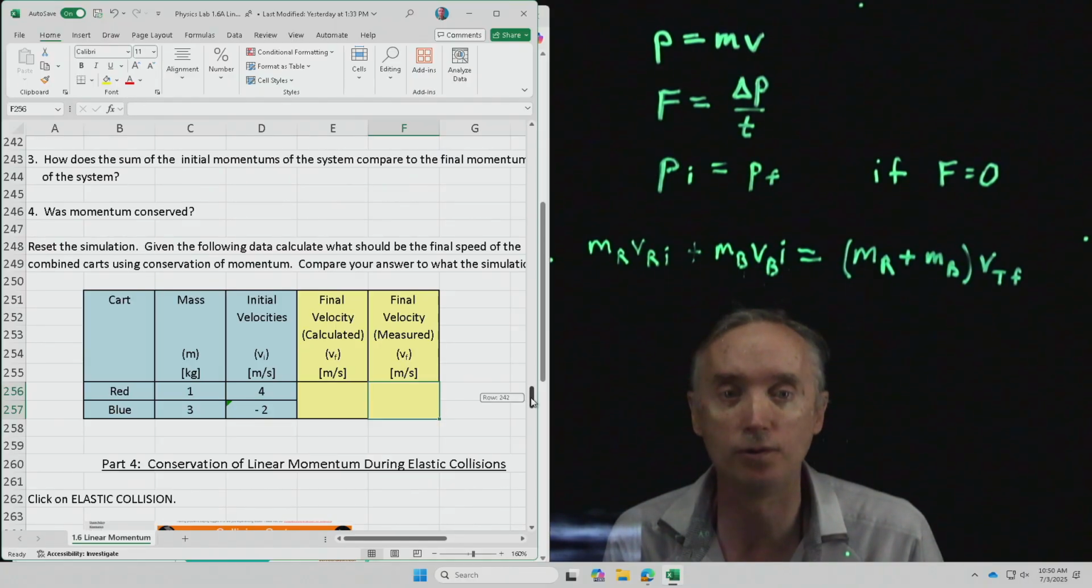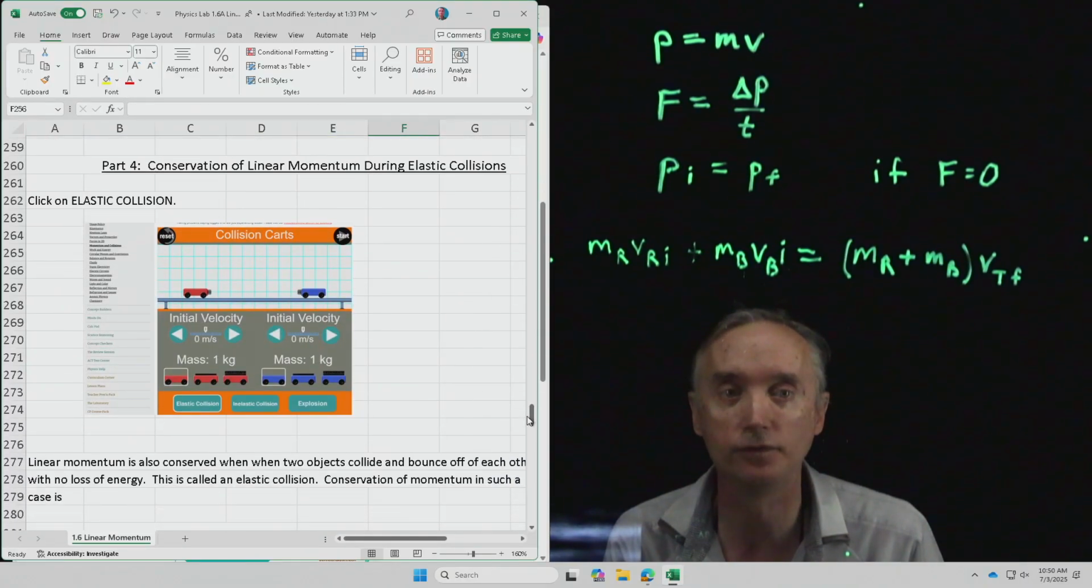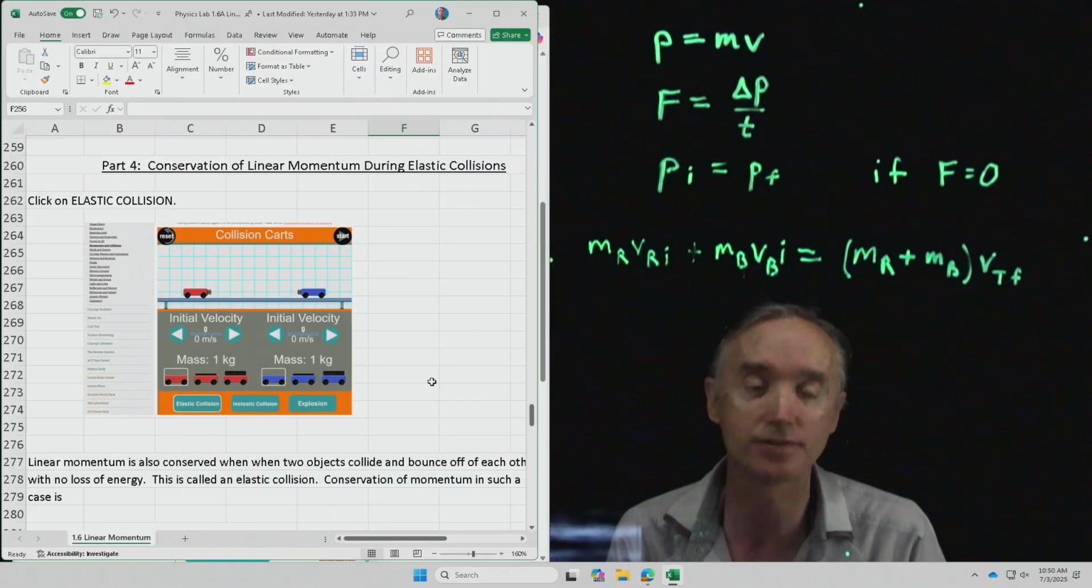All right, now we're ready for part 4, conservation of linear momentum during an elastic collision, and we'll do that in just a moment.